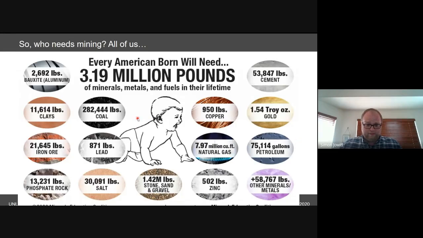But equally, every American born in 2020 is going to use about 2,500 pounds of aluminum, or aluminium, if you prefer, if you're from the UK like me. Lots of clay, lots of iron ore, lots of lead even now, lots of phosphate, often used as a fertilizer. So this is material we mine and then we actually use for agriculture. Salt, stone, sand and gravel, zinc, copper, gold, lots and lots of other minerals and metals that are maybe used in small amounts, but that are vital to the things we consider part of our everyday life nowadays.